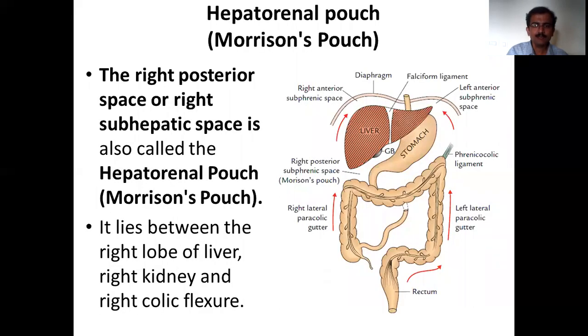Next, coming to the right posterior subphrenic space, subhepatic space, because it is lying below the liver. You can call it just the right subhepatic space. It is below the liver.